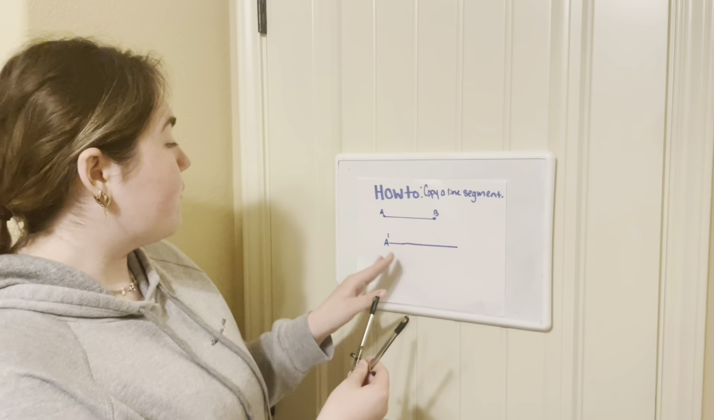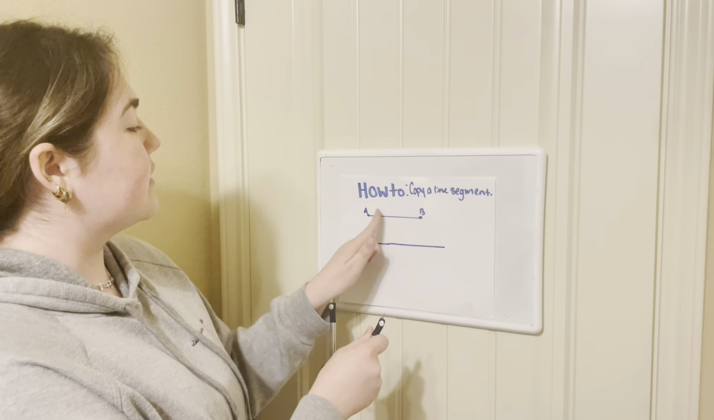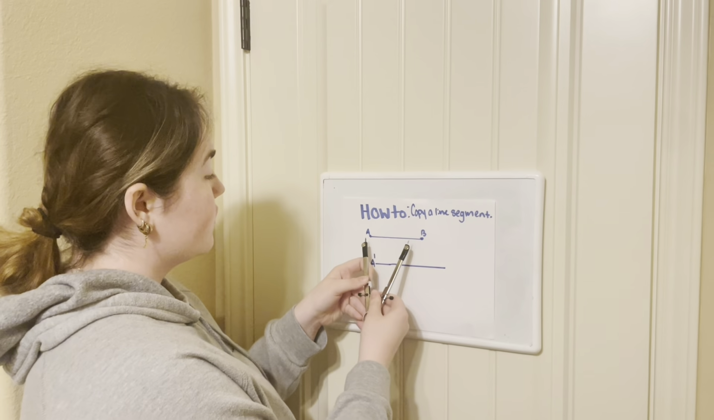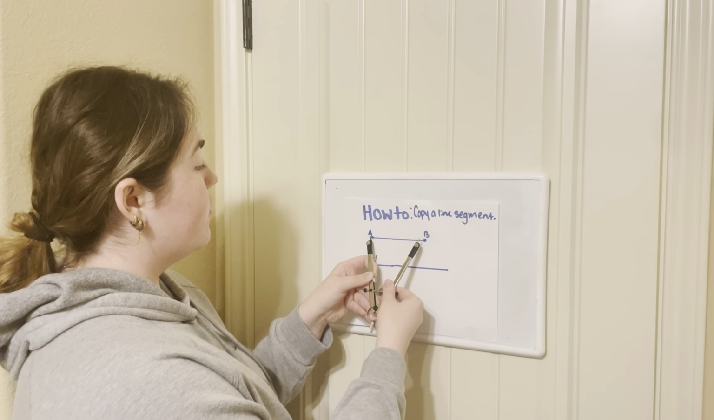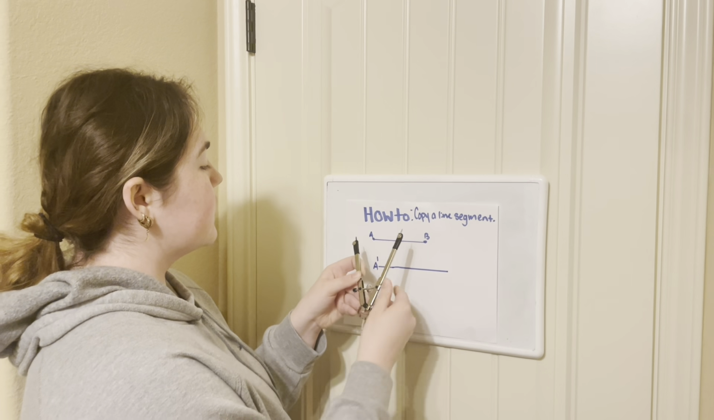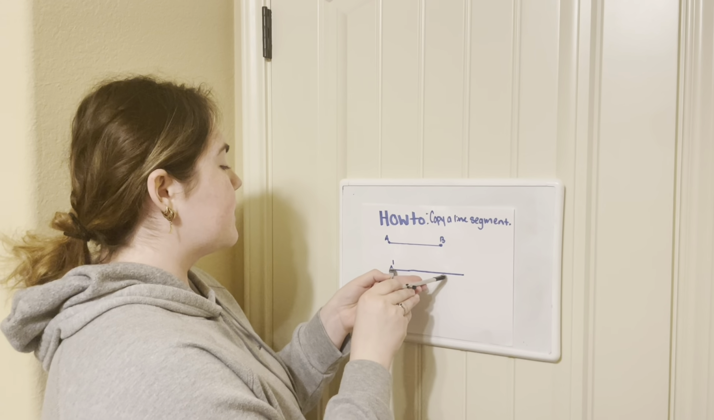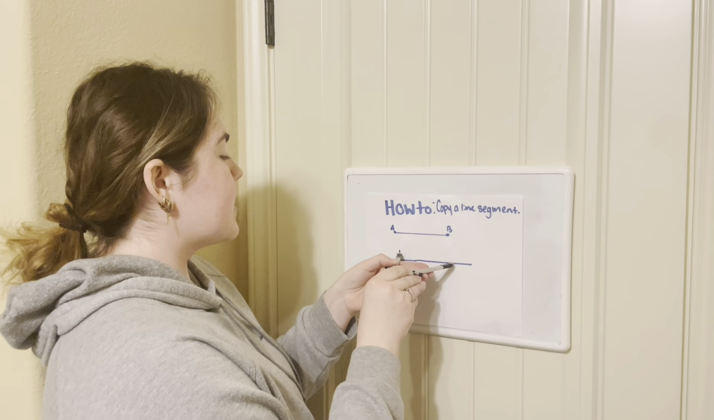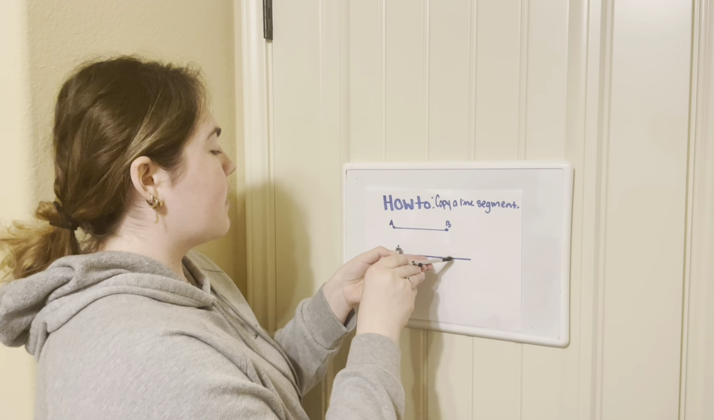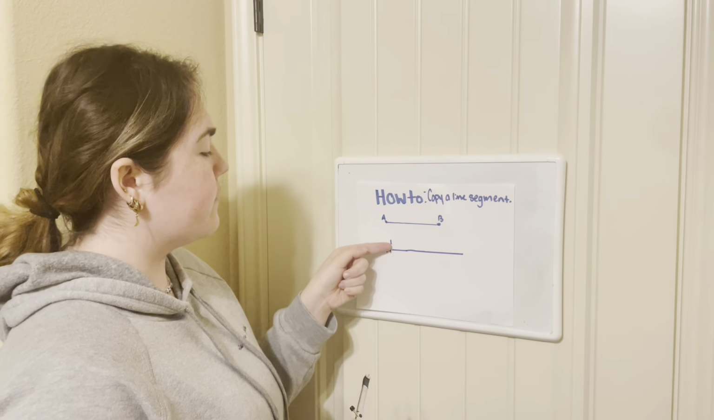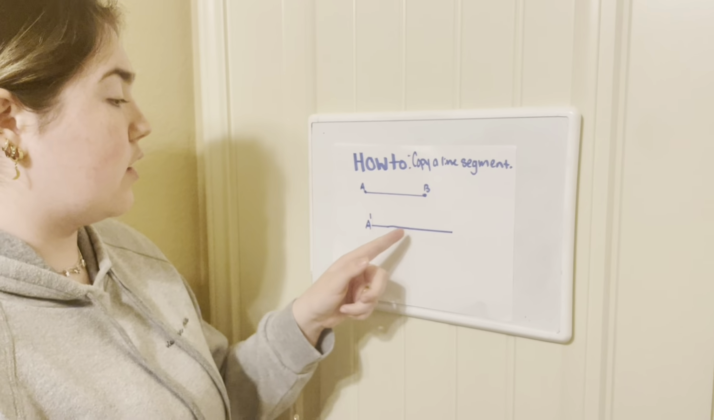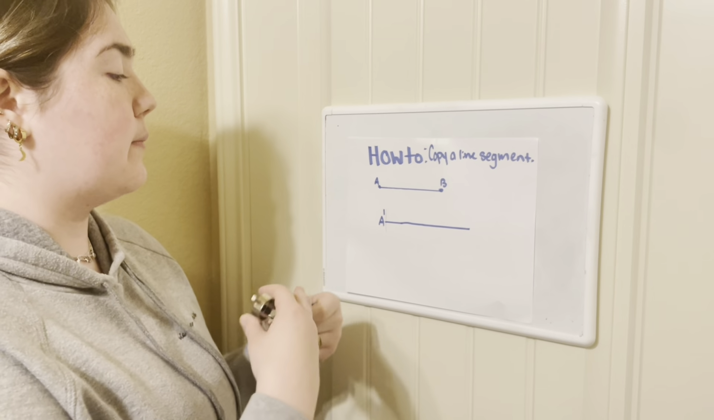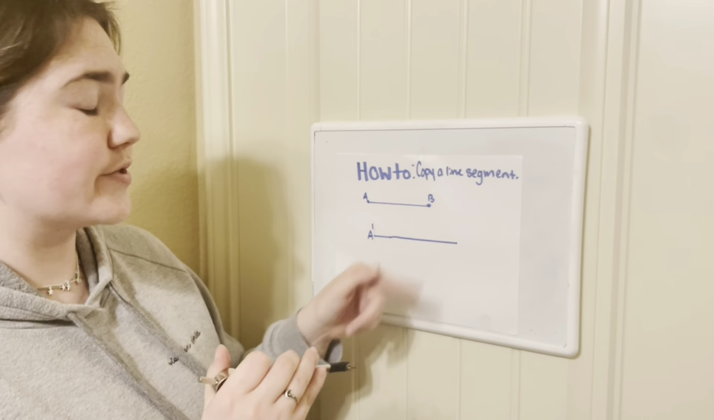Now I'm going to grab my compass and I want to put it to the length of our original line segment. Need to go out a little further, a little bit more. Okay, that's good. So now I'm going to put my compass this way and I am just going to make an arc right there. So now I can tell where each one is going to go. So I'm also going to do this on the other side.